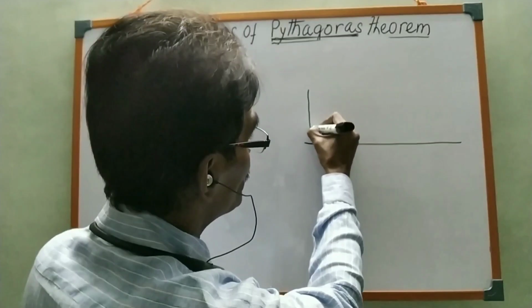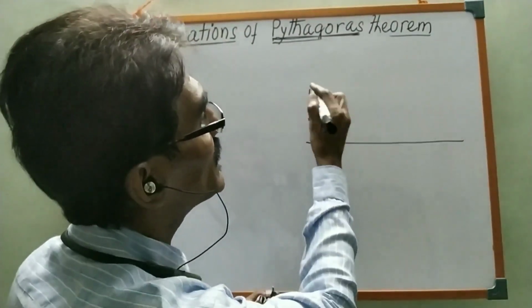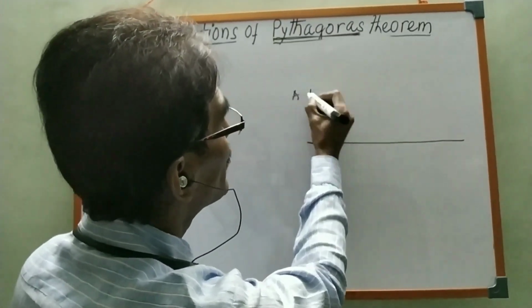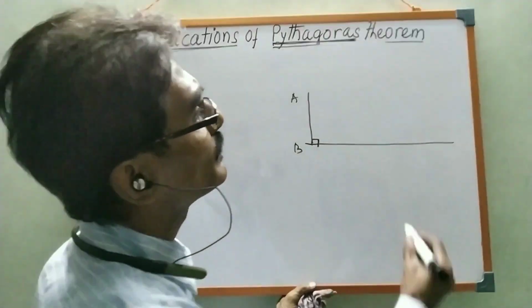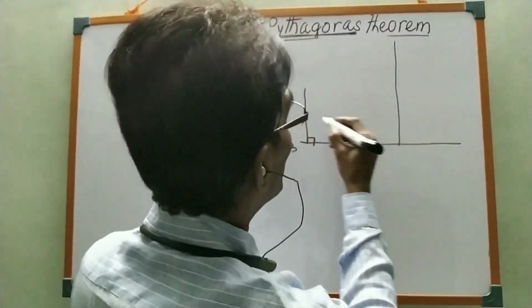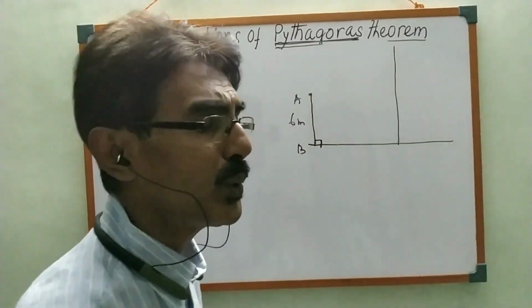This one is 90 degrees with the base. 90 degree means it is vertical. I am giving the name AB. There is another pole, and not only that, for the first pole the length is 6 meter, given in your book.